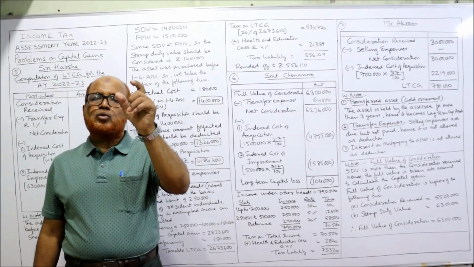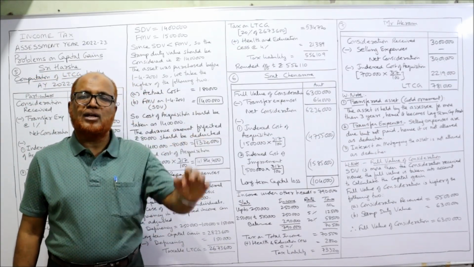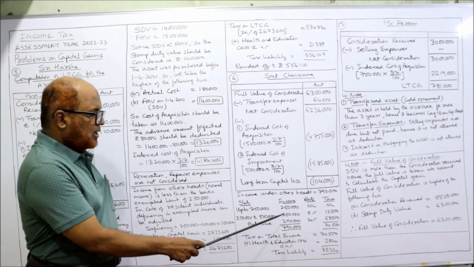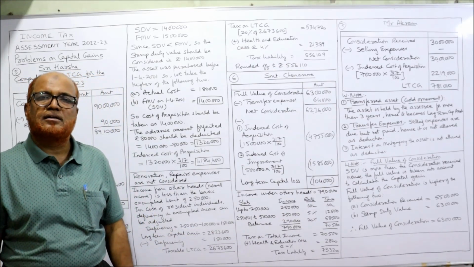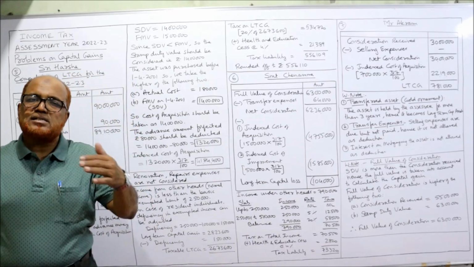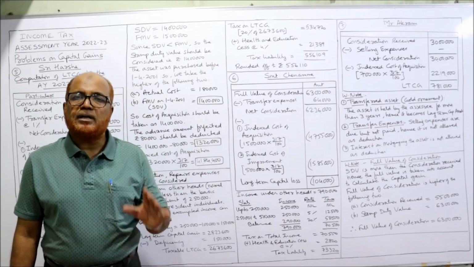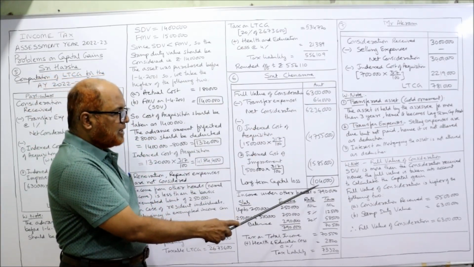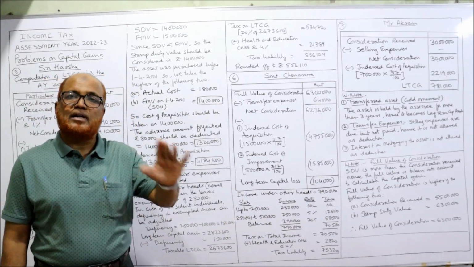The second slab goes from 2,50,001 to 5 lakh. The income range is 2,50,000. For the second slab, 5% is the tax rate. So 2,50,000 into 5% is 12,500. The next slab goes from 5 lakh 1 to 10 lakh. But our income is not going up to 10 lakh. Our income is going up to 7,90,000. So we'll take the balance.